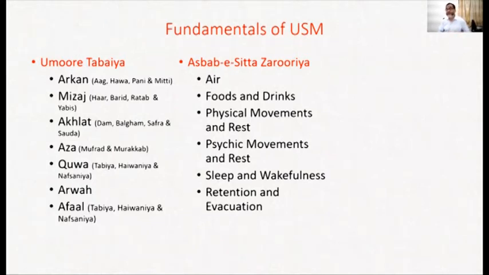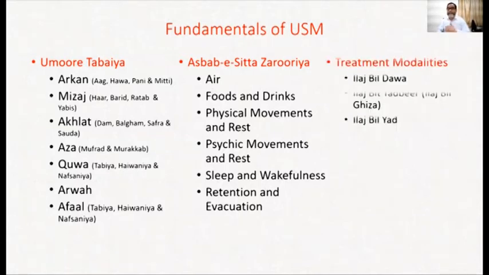So these Asbab Sitta Zururiyas are the ones which modulate individual health, therapeutically as well as prophylactically. Above all, they help determine the nature and the quality of immunity also. And adding to that, in Unani, we have three moderate treatment modalities.